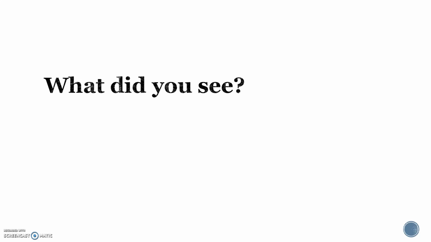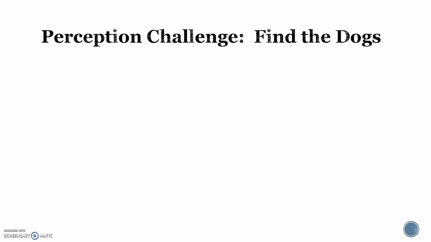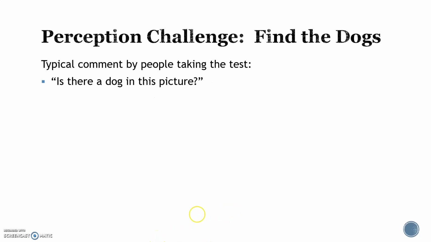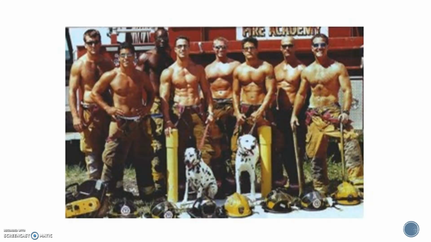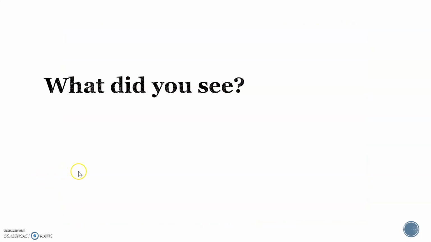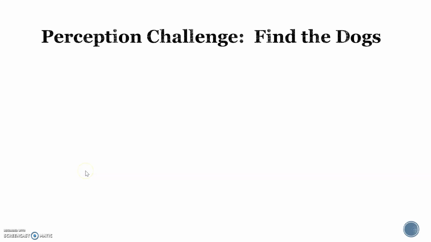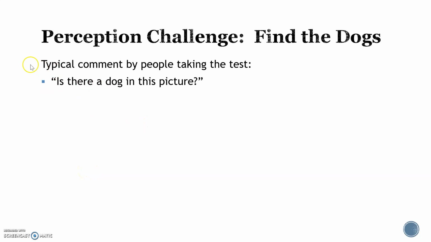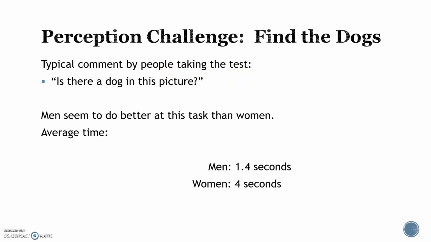But how many of you noticed actually there are several dogs in this photo? So let's take another look at this picture. And actually, there are two cute dogs in this picture, but I have to admit, all these guys are really attractive and really hot. So actually, this is a kind of perception challenge for the dog. So there are some typical comments by people taking this test. They even question it: is there a dog in this picture?